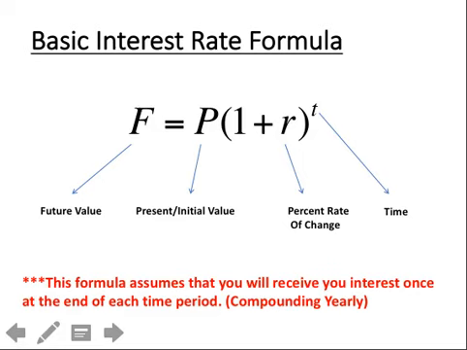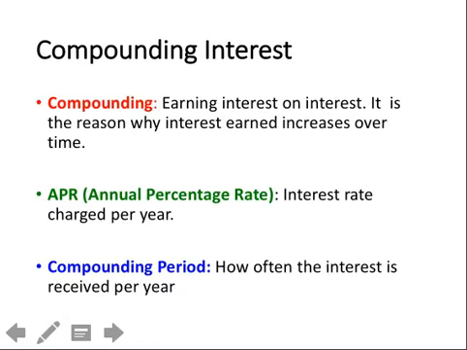Now this big note here is important. This formula assumes that you will receive your interest at the end of each time period. So it's compounding yearly, meaning you're going to get your interest once a year at the end of each year. So after 1 year you'll get it, then after 2 years you'll get it, then after 3 years you'll get it. But that's not actually how the real world works. So how does compounding interest rate work?